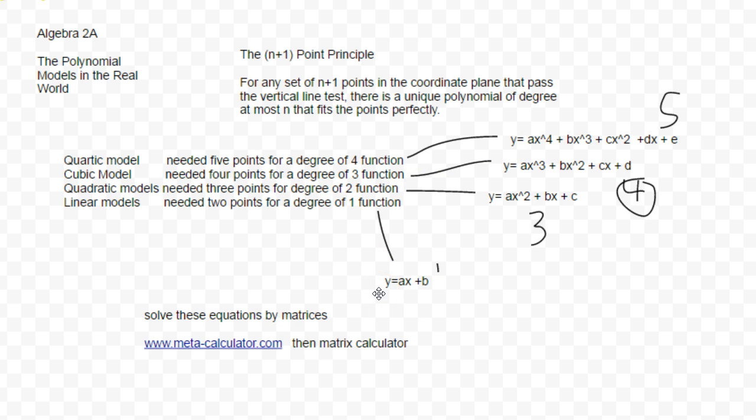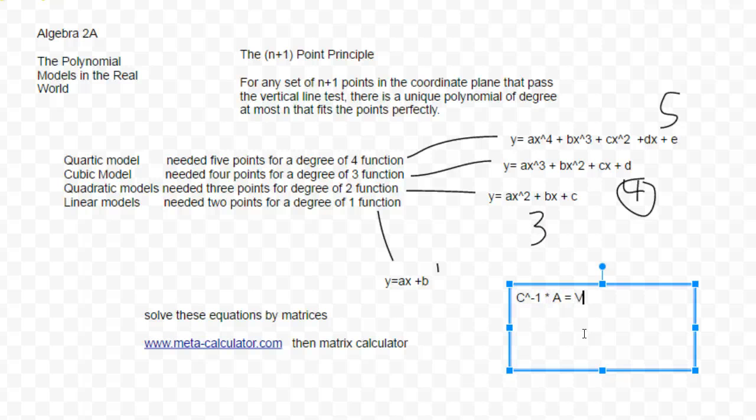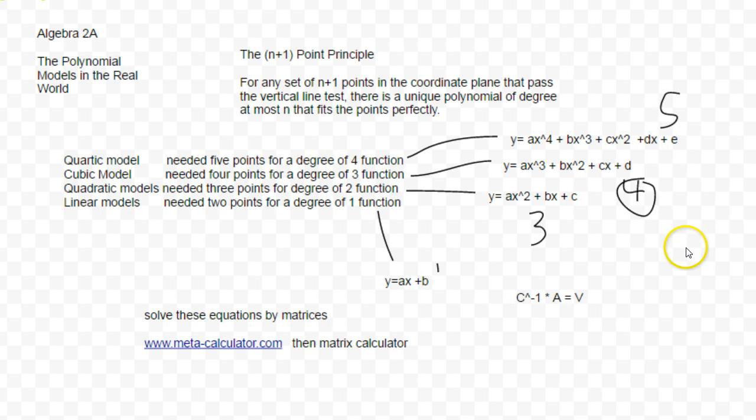All right, but that's it for modeling polynomial equations. Oh, nope. That is not it, because I forgot to tell you. Make sure in your matrix calculator, you're taking the inverse of the coefficient matrix, and then you're multiplying that by the answer matrix to get the variable matrix, or the letters you need. Okay, if you do that, you should be fine when doing this stuff.